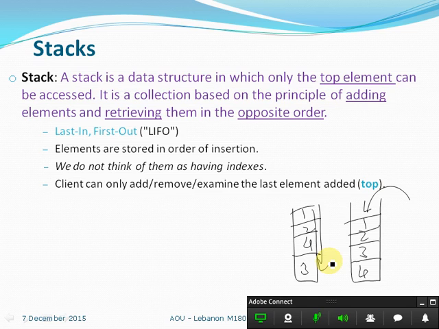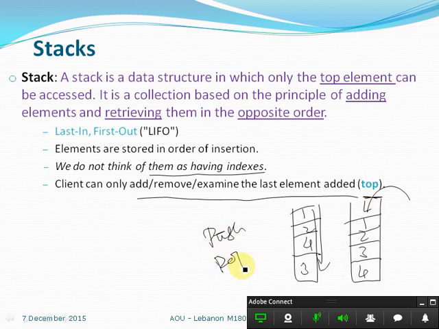Now in the stack we do not need to think about the indexes. As we think in the array, index 0, 1, 2, 3, there is no need to think of indexes, and the client can add, remove, and examine the last element added from the top pointer. So any user can see what is the last element added, or can add an element, or can remove an element. Adding an element is by push, removing is by pop, and examining the topmost element is by peek.